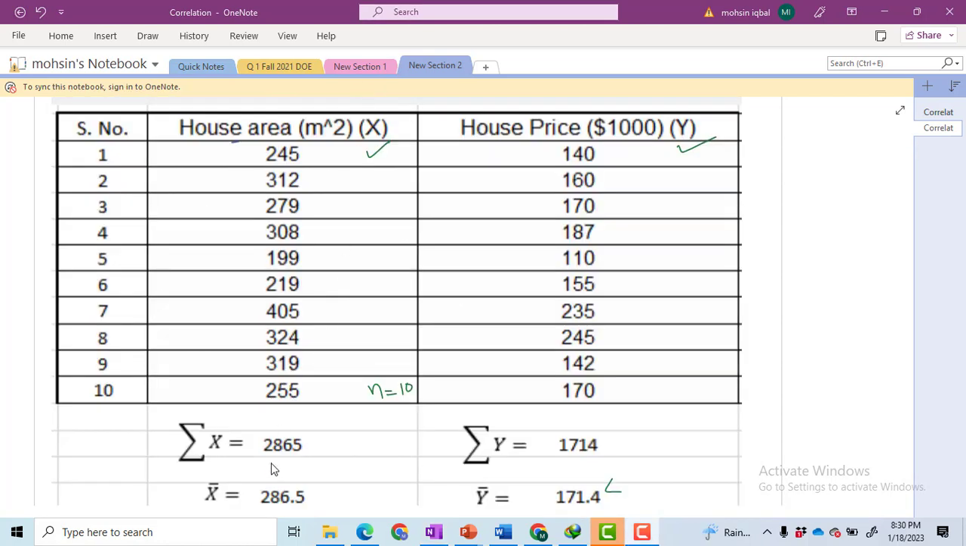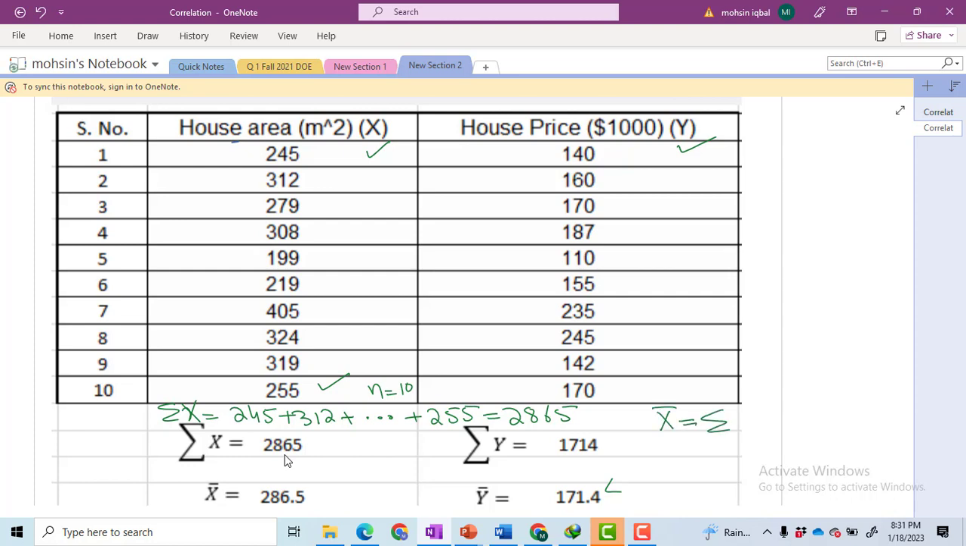The next step is to take the sum of all of the X values, from 245 till 255, and you will get 2865. However, if you want to write it in assignments or in an exam, write the first value 245, then the second value 312. After that, insert 3 dots and then write the last value 255, and you will get the result equal to 2865. This result will subsequently be used in the mean calculations.